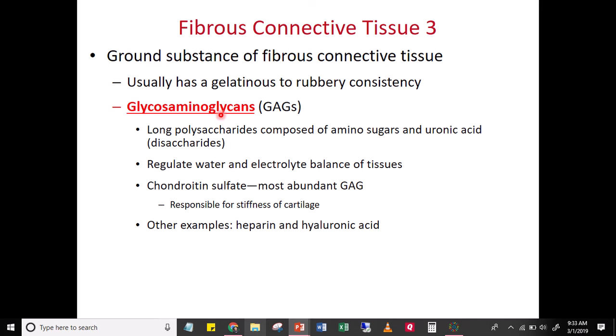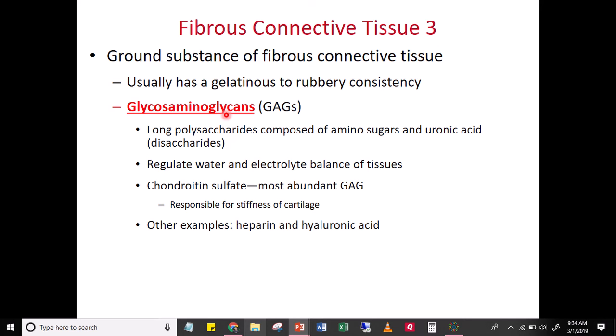Glycosaminoglycans, or GAGs for short. And there's many different kinds of these chemicals. These chemicals, for lack of a better term, are a molecular sponge. They have a bunch of carbohydrates on them, and these carbohydrates will hydrogen bond with water molecules and cause the tissue to swell up with water.